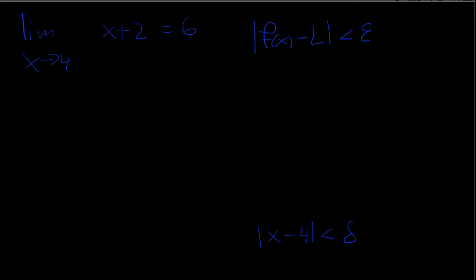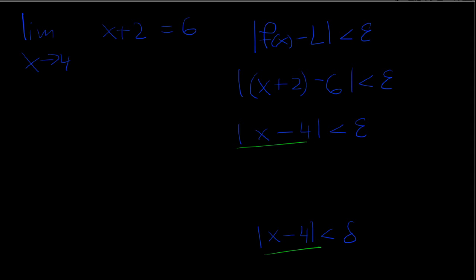Okay, and then we can start the proof. So let's see. We have f of x is x plus 2. L is my limit, which is 6, less than epsilon. Now I can do 2 minus 6, that's negative 4, and that's less than epsilon. So now we can compare. We both have an x minus 4, so obviously delta has to be epsilon, right? So we can choose delta to equal epsilon.